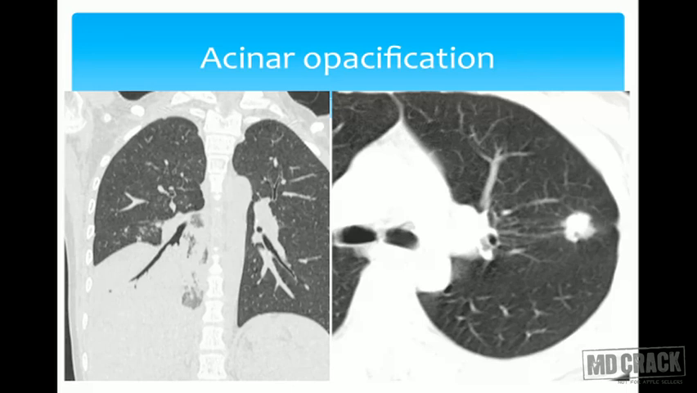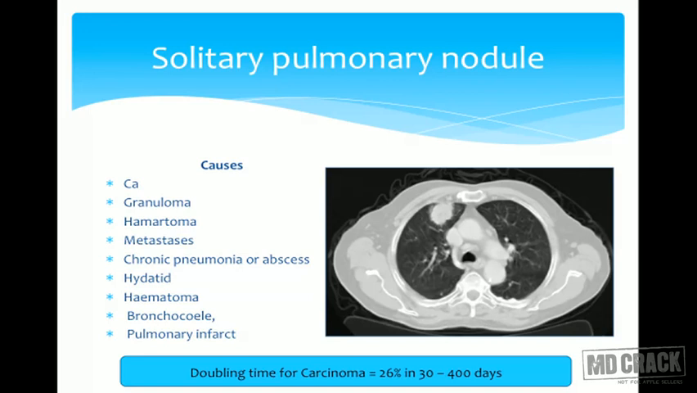So there are different criteria for evaluation of solitary pulmonary nodules. What are the causes of a solitary pulmonary nodule? Again, a long list. You can have carcinoma, granuloma, hematoma, metastasis, chronic pneumonia or an abscess, a hydatid cyst, bronchocele, or even a pulmonary infarct.